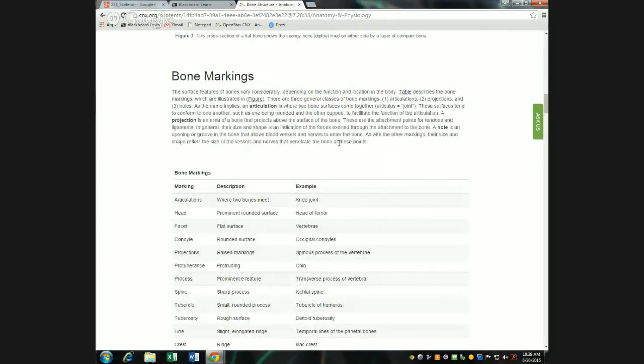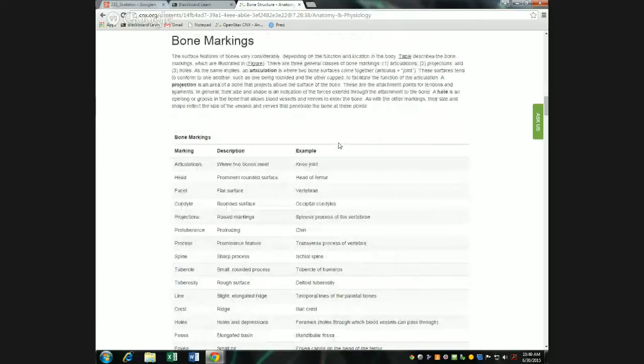Now, when we're talking about the skeleton, which we'll get to in a little while, one of the things that's important to think about are bone markings. In the chapter here, they introduce the concept of bone markings. And I'm going to talk about it a little bit more when I talk about the skeleton.